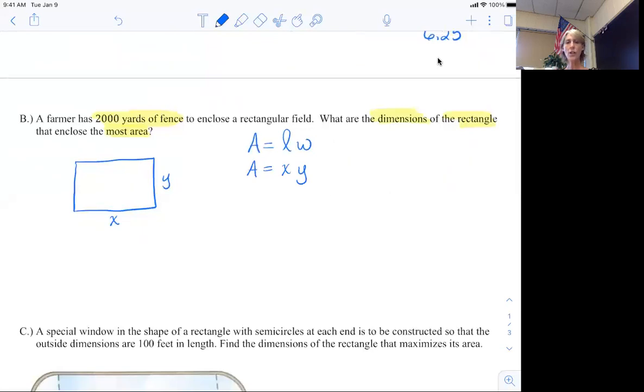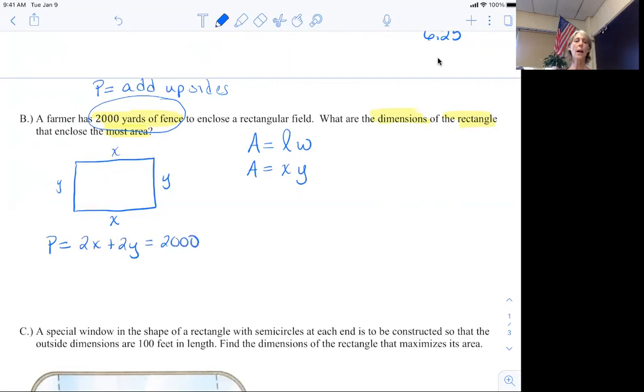Now when I look at this function, I have an x and a y. I have to get it to be all x's. So I go back into the words of my problem, specifically right here. 200 yards of fence means I'm going around that. This is my perimeter. I'm going to add up my sides. So my perimeter is going to equal 2x plus 2y, which is going to equal 200.